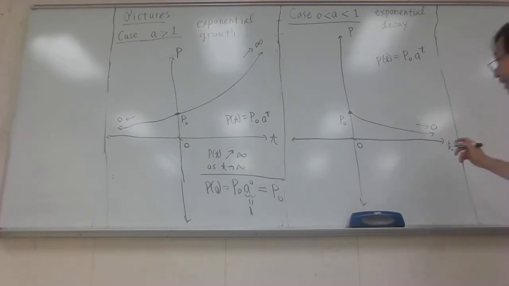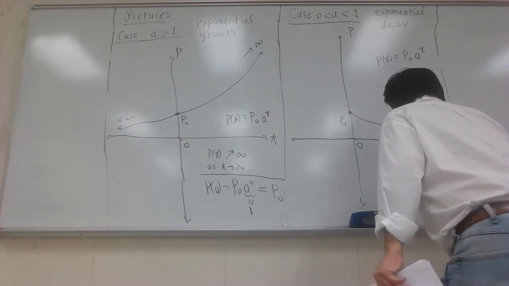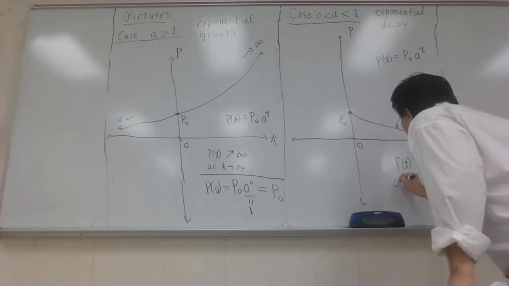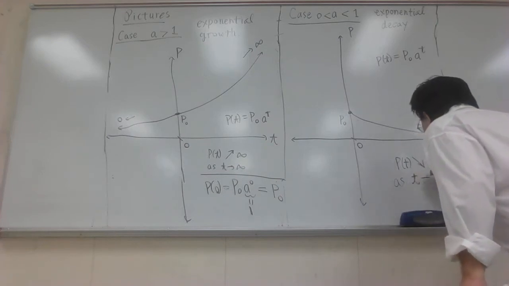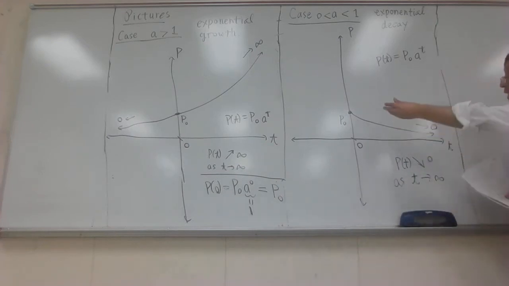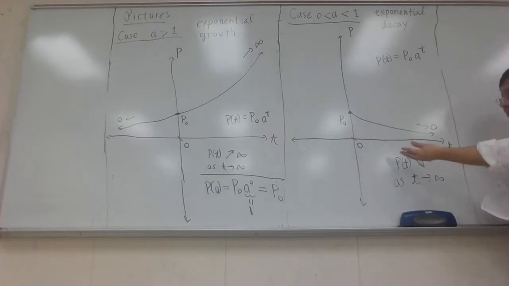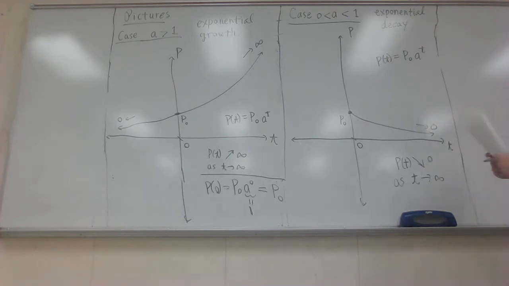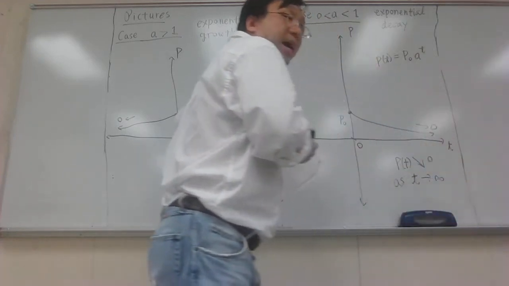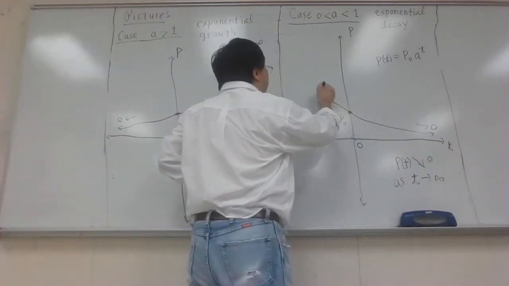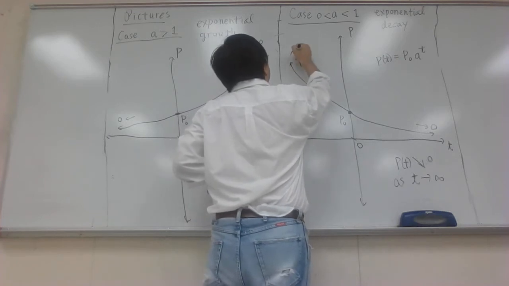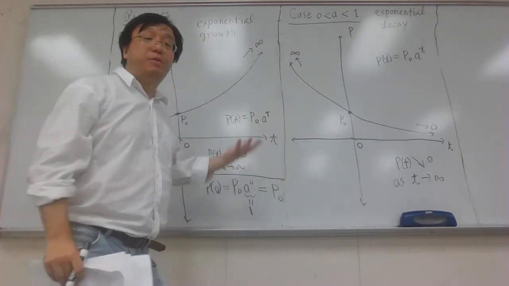And the shorthand way of writing it is you write this: p(t) decays down to 0 as we move forward in time. This is just a shorthand way of expressing this picture. And for exponential decay, as we move backward in time, the function blows up to infinity. Okay, so that's the picture for exponential decay.